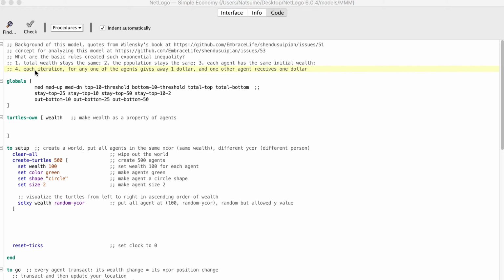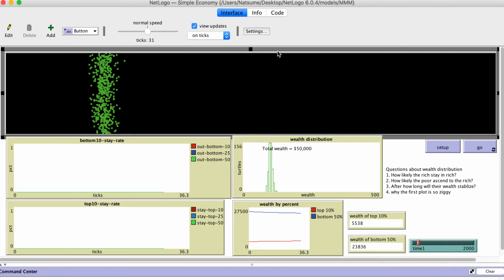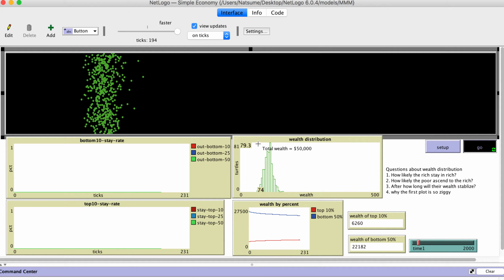And finally, the fourth rule is that for each iteration, any one of the agents will give away $1, and one other agent will receive that $1. And for every iteration, every agent will do the same thing. So with these 4 rules, we can create the complex exponential inequality at the end.